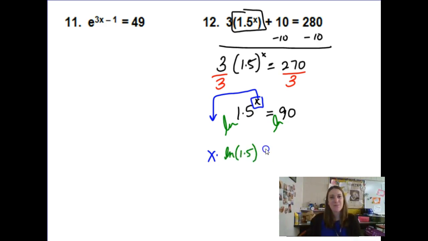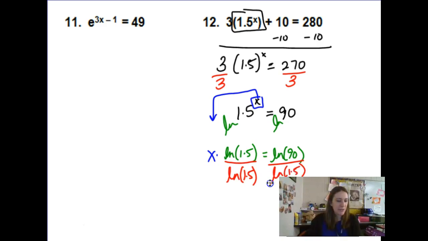All right, so we have x times whatever the natural log of 1.5 is equals the natural log of 90. So thinking about solving for x, these are gross numbers, but I just have to move them by dividing by natural log of 1.5. Just watch your parentheses and watch your typing. A lot of kids just press the wrong button. It's very frustrating. So natural log of 90 divided by natural log of 1.5. And we get x equals 11.098. Awesome.